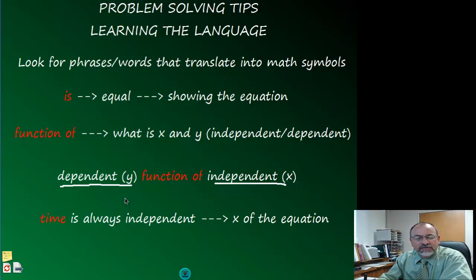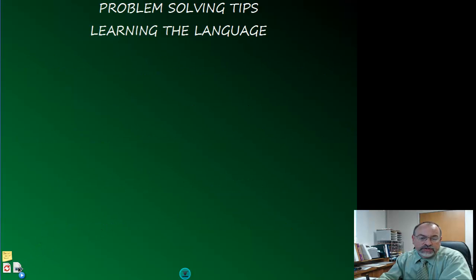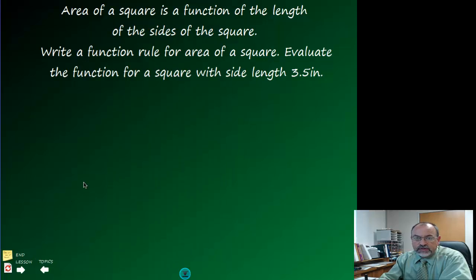How far you travel, how far you went, depends upon how long you were traveling. So time is always independent. And so therefore, when you're reading a word problem and you come across time, you're going to make that quantity your x value, and then the other quantity that they're talking about in the problem is going to be your y. So time is always going to be independent.